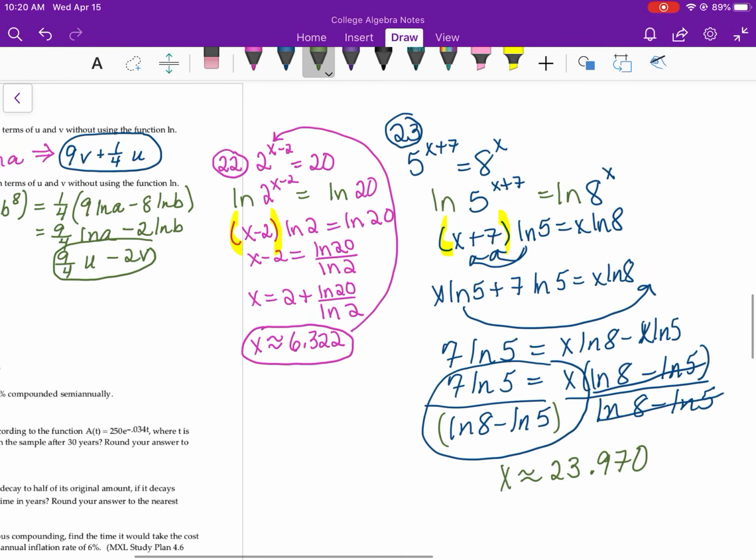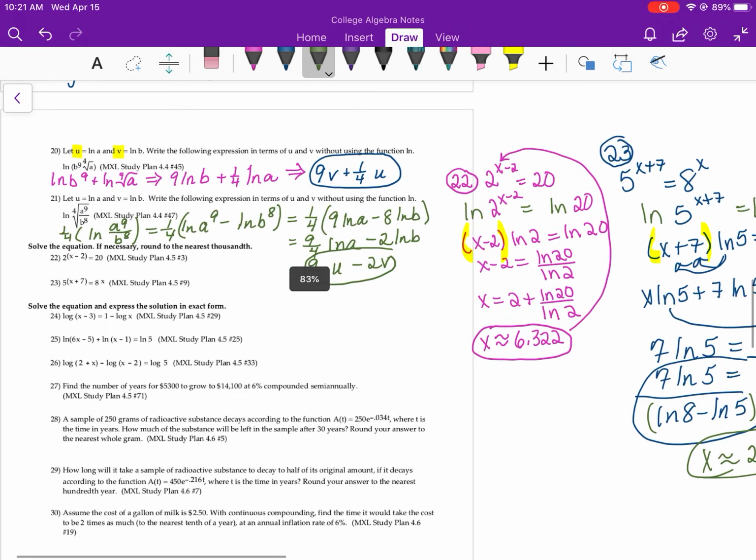Okay, now does that make sense? I'm going to just go back and check that. So I'm going to add 7 to that, 5 to this power is that, and then 8, oops, is the same thing. Okay, so there's our answer.